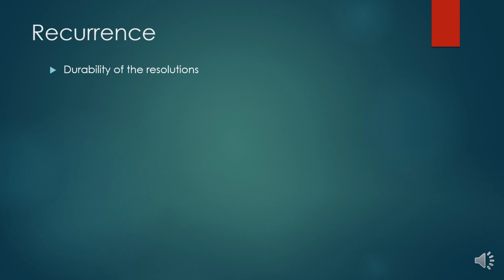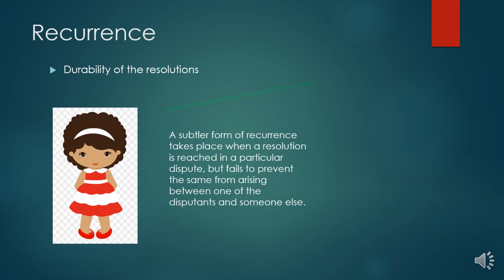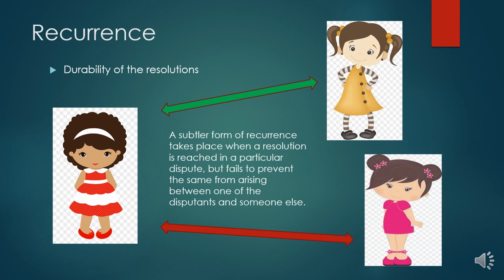And last but not the least, one should also consider recurrence, or the durability of the resolutions. A subtler form of recurrence takes place when a resolution is reached in a particular dispute, but fails to prevent the same from arising between one of the disputants and someone else.